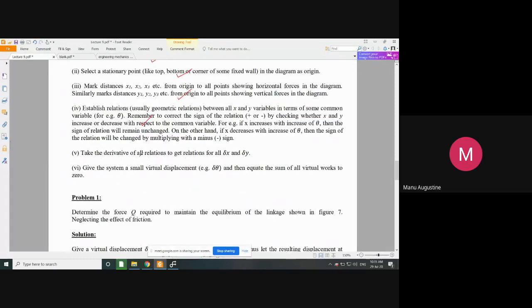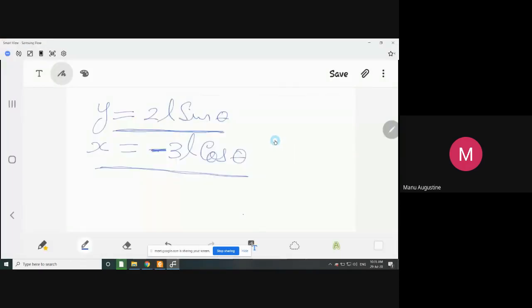And now let us go to the 5th step. Take the derivative of all relations to get relations for all del x and del y. Now this step is pretty much easier, and if you already know the concept of differentiation, then it must not be difficult for you. So what I want you to do is find the derivative of the first expression. And since this is the first time, let me do it for you.